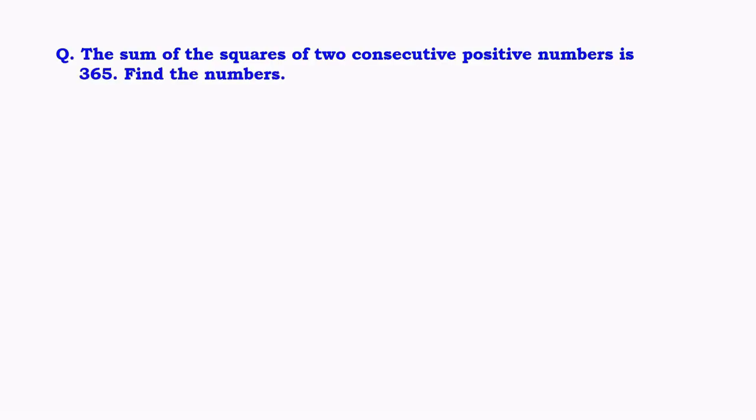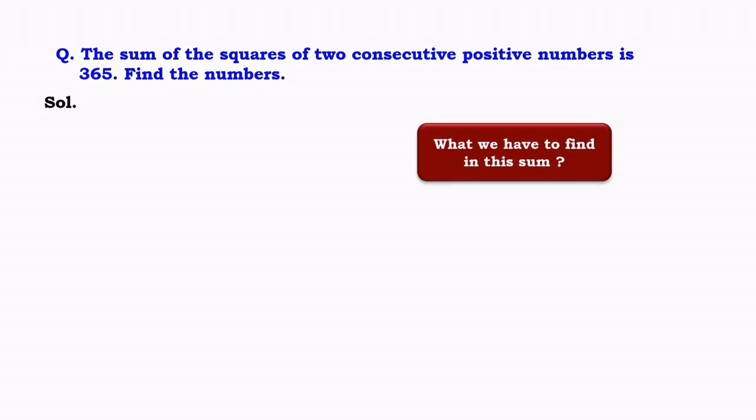Let us read the question carefully. The sum of the squares of two consecutive positive numbers is 365. Find the numbers. Now let us understand what we need to find. We have to find two consecutive positive numbers.